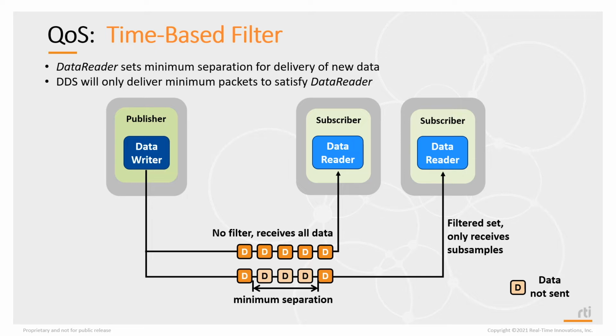But once the next piece of data is received, the minimum separation again is used to filter out any data that's sent during that time. Once the minimum separation expires, the next piece of data is received again. Now, this filtering could happen on the data writer side, the sending application, so that data is not even sent if it's not needed, or it could happen on the data reader side. So if unnecessary data is received, it'll be dropped. Of course, applications that do not set a time-based filter will receive all the data.